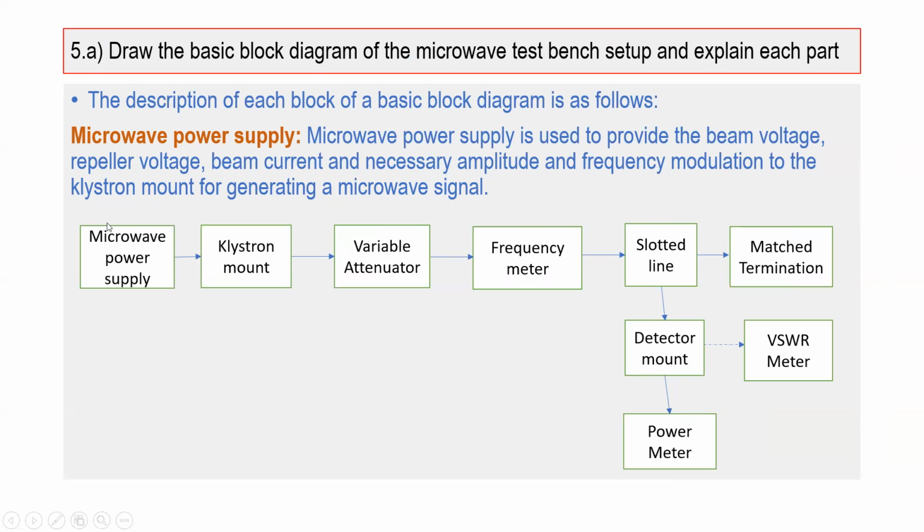So the first block is the microwave power supply. The microwave power supply is used to provide the beam voltage, repeller voltage, and beam current, and then we can select the necessary amplitude modulation and frequency modulation in order to transmit the obtained signal to the klystron for generating a microwave signal.